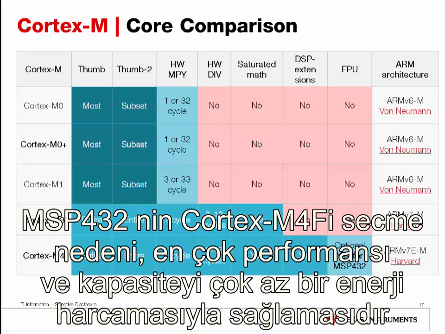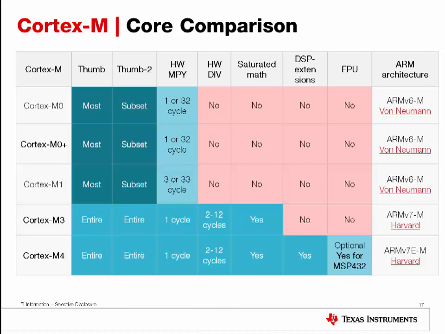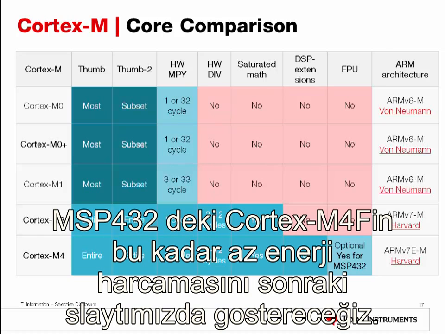The reason why Cortex-M4F was chosen for MSP432 is because it provides the most performance and capabilities while adding minimal additional power consumption. This will be shown in the next slide, showing the result of Cortex-M4F being used on MSP432.